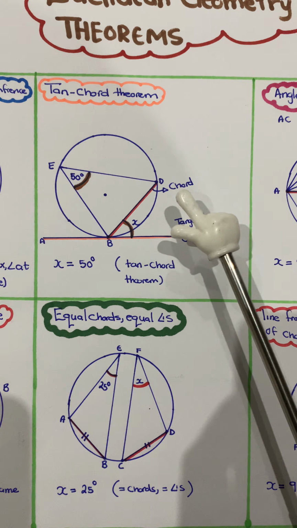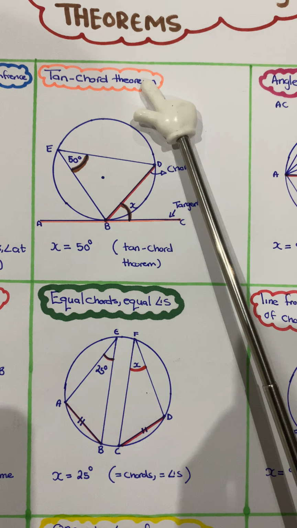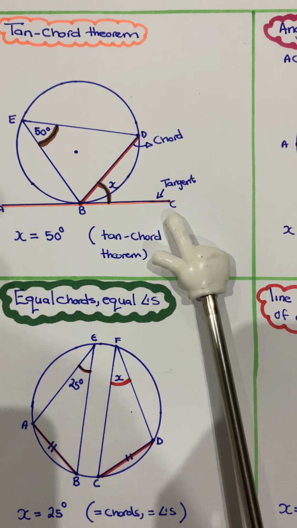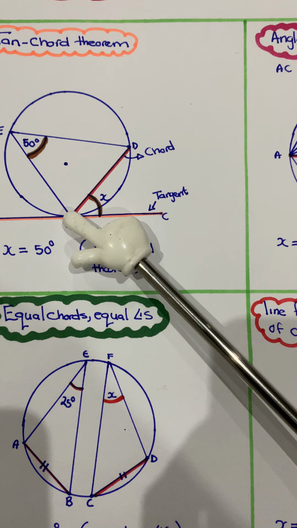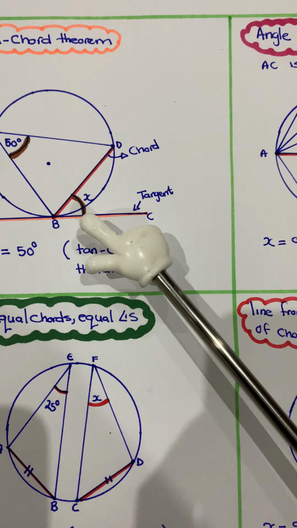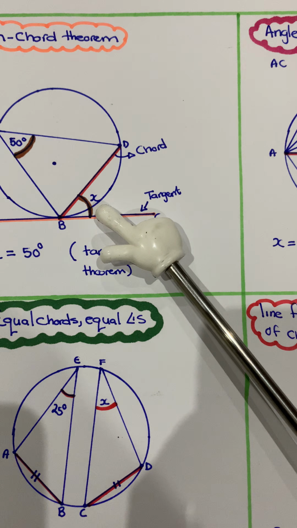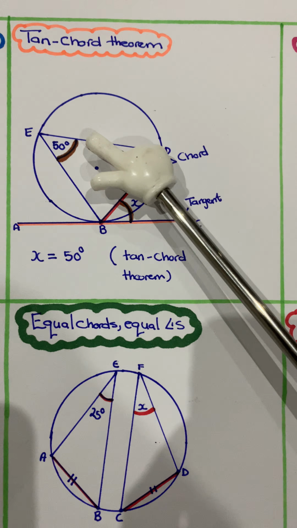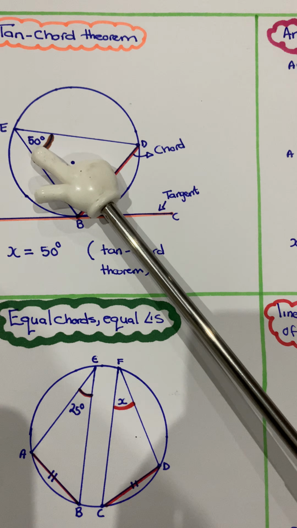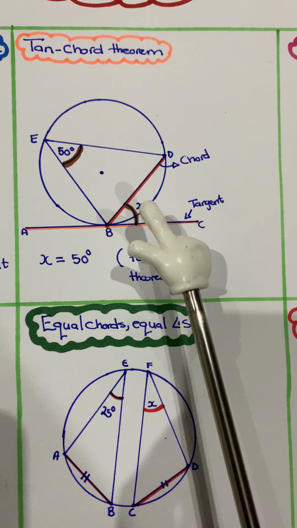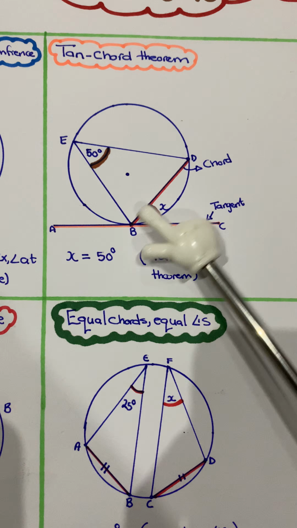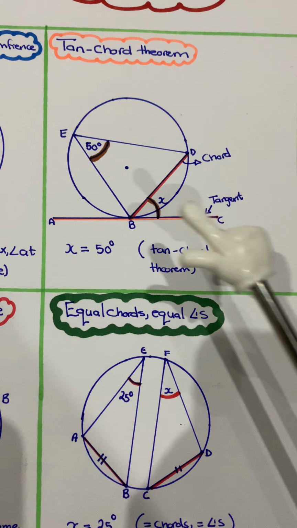So in this video, we are proving the tan-chord theorem. Well, it's self-explanatory. Whenever you have a tangent and the tangent meets a chord, the angle between the tangent and the chord, as you can see, the angle here is x, and your chord produces an angle at the circumference of 50. Now the theorem states that the angle between the tangent and the chord is equal to the angle subtended by this chord here, which is 50.